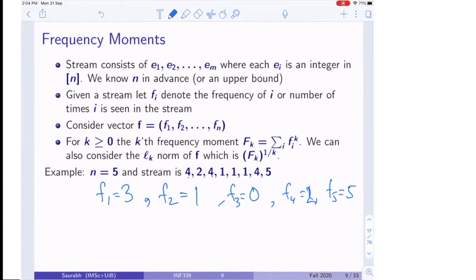Based on this, you can get a vector, the frequency vector f1 to fn. And what is the kth frequency moment? It is basically the summation of fi to the power k, for whatever k greater than or equal to 0 you can think of. People also consider norms, and a norm is nothing but you compute the frequency moment and take the 1 by kth power of it. We will not worry about that, it's not a big deal, but we will not worry about this. I hope you have understood what frequency moments are. If you have any question until now, please ask.